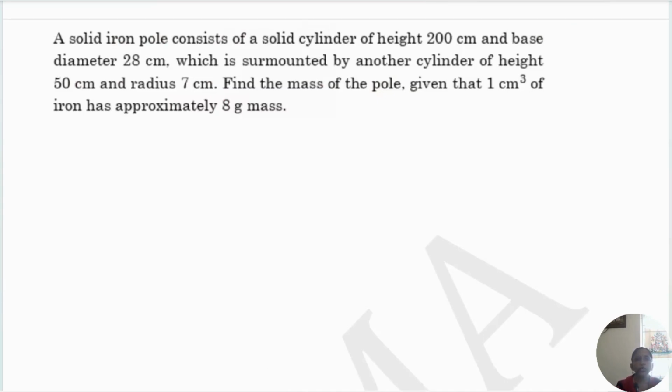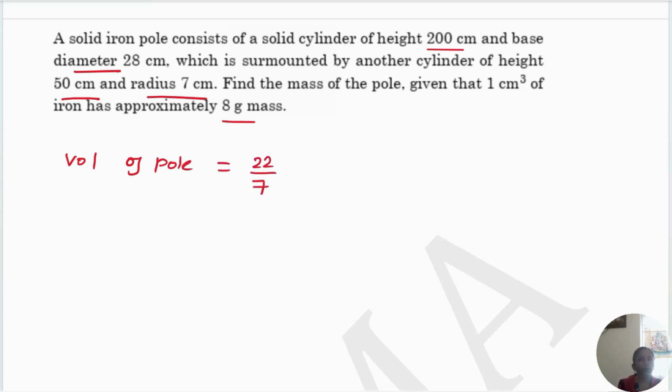A solid iron pole consists of a cylinder of height 200 centimeter and base diameter 28, which is surmounted by another cylinder of height 50, and for the second one the radius is given as 7 centimeter. Find the mass of the pole given that 1 centimeter cube is equal to 8 gram of mass. Okay, here you have to consider the volume of the pole. So volume of the pole is volume of pole 1 plus volume of pole 2.